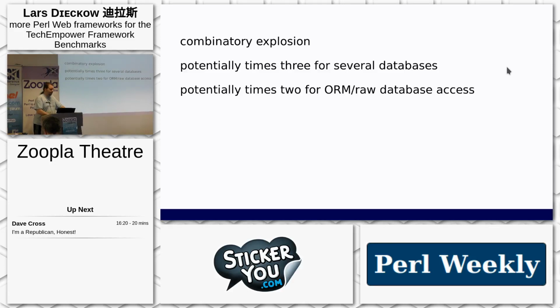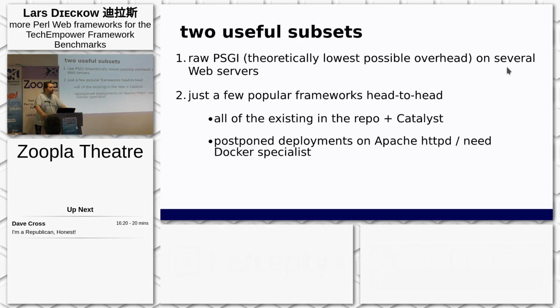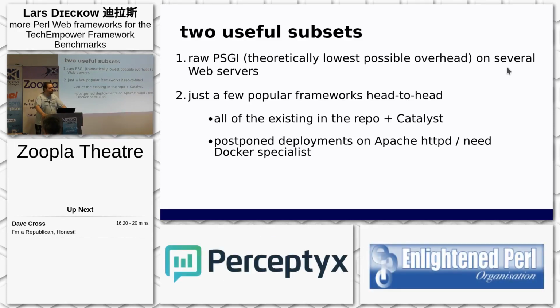So I chose to use two subsets. The first one is taking the raw PSGI application, because it theoretically has the lowest possible overhead, because there is no routing in it, there is no automatic request parsing, and so on and so on. And just switch out the web server at the end. So we have the same application, but on several different web servers.